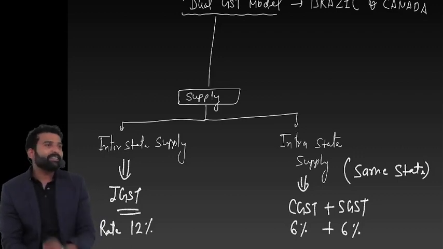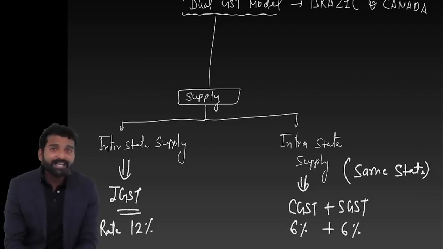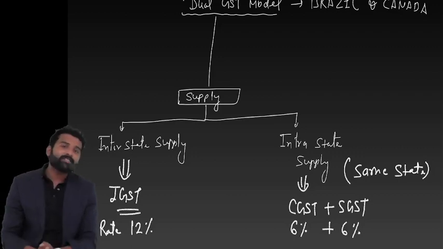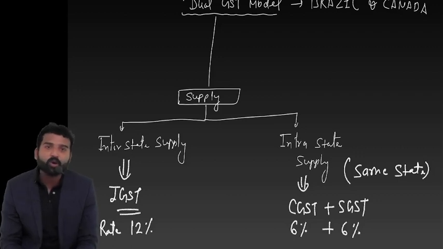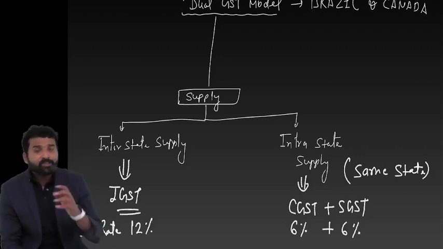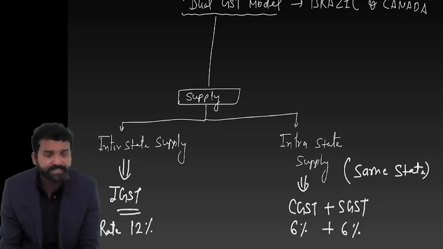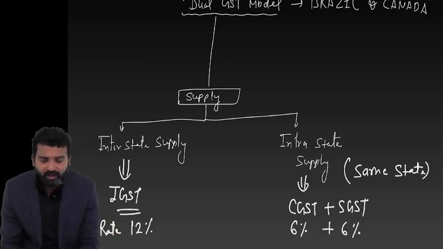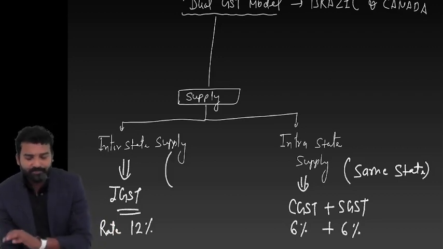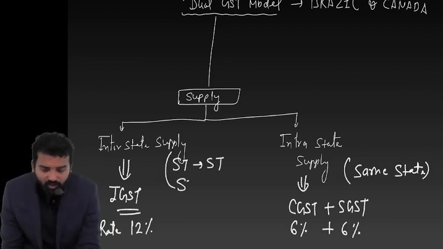And one more thing that they can ask you in the exam is that this dual GST model is actually adopted from Brazil and Canada. Brazil and Canada are the countries who were following this model even before India. So they may ask you these kinds of questions in MCQs as well. It's just for learning that we have adopted this dual GST model from Brazil and Canada. Okay, now move on to the next point.